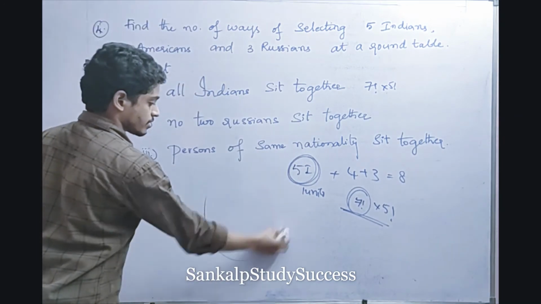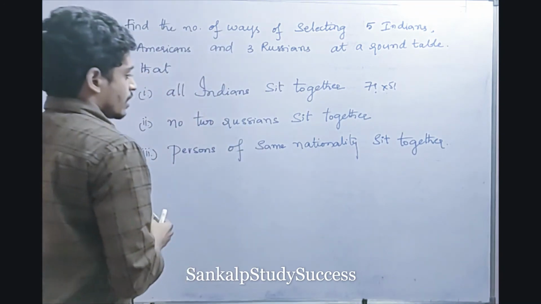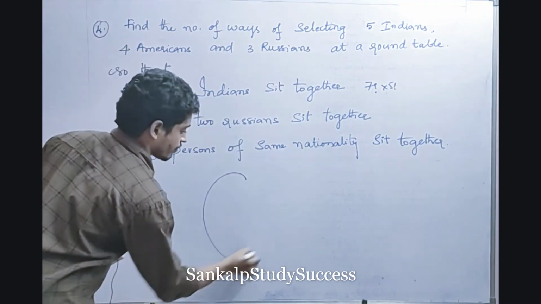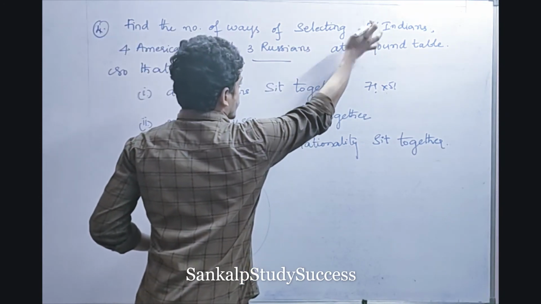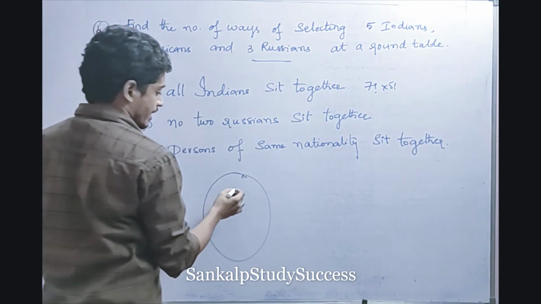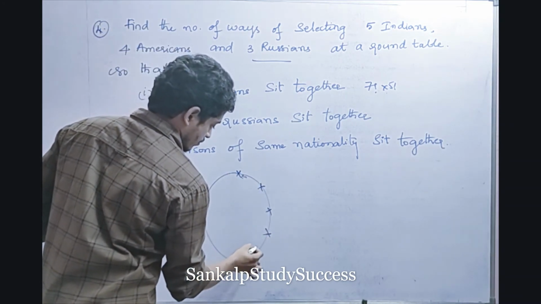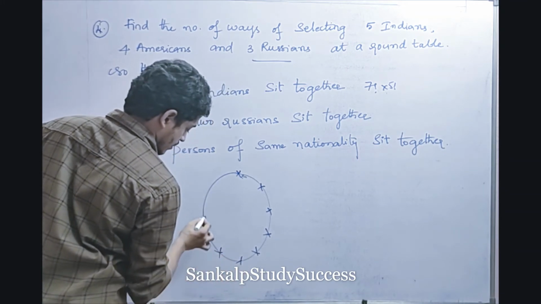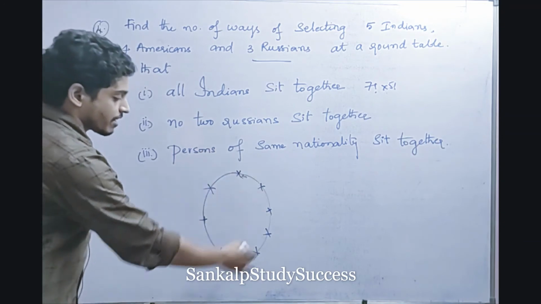Now next one, what is the next question? No two Russians sit together, friends. No two Russians sit together in the sense, listen carefully. First of all we have to arrange, keeping the 3 Russians apart, the 5 Indians and 4 Americans, total 9 members, right or not? So 1 2 3 4 5 6 7 8 9. So the 4 Americans and 5 Indians are arranged here.